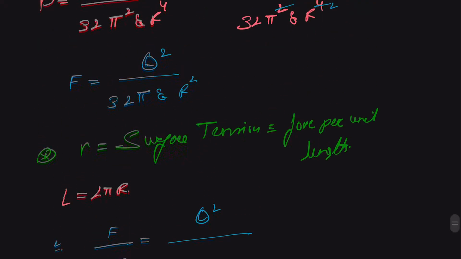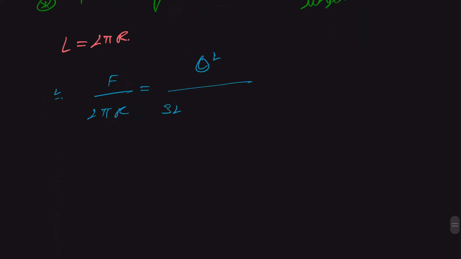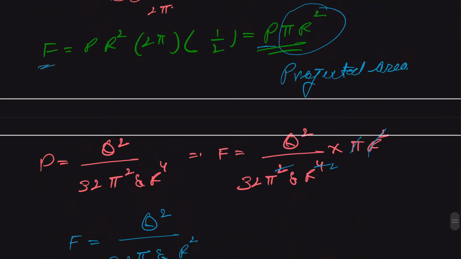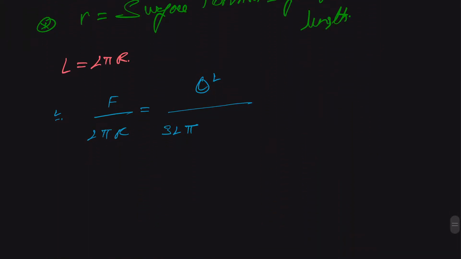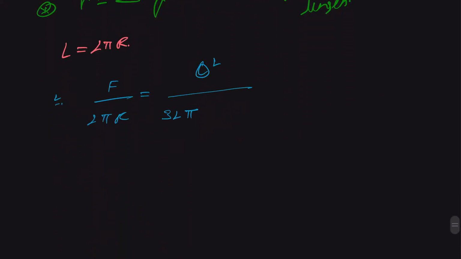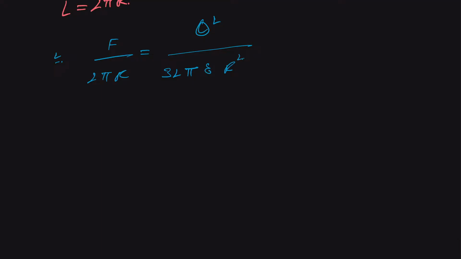Therefore, we can write that our force upon 2 pi r, which is Q squared upon 32 pi epsilon naught r squared, will be balanced by our tension. If this value of F upon 2 pi r is less than the value of surface tension, obviously our surface tension will be on the higher side, so the bubble will be stable.